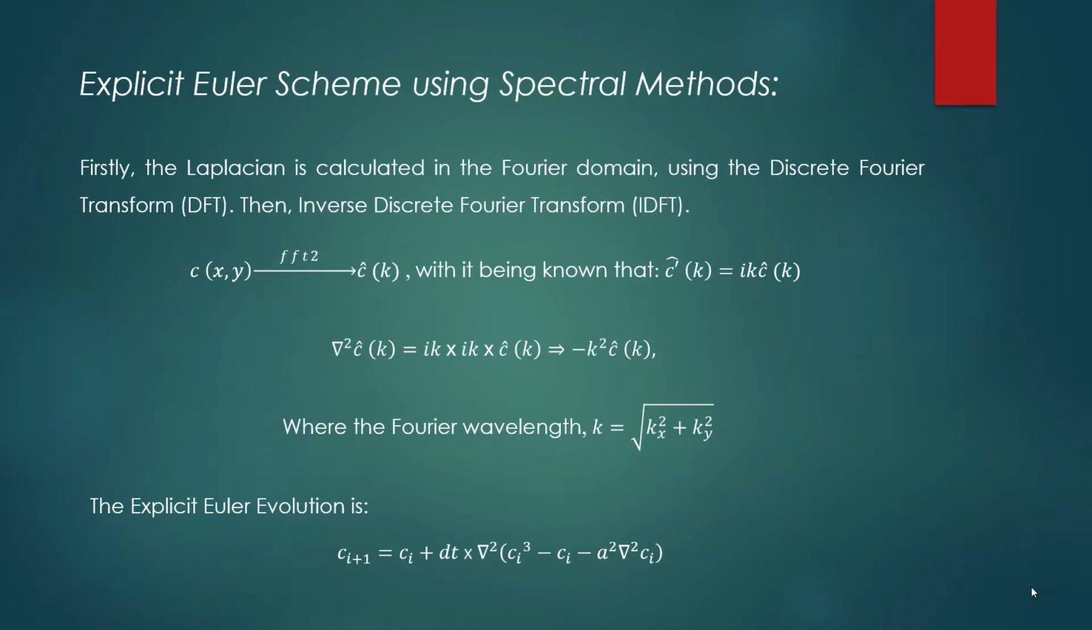So we all know about discrete Fourier transforms and inverse discrete Fourier transforms. Numerically, we do this using the fast Fourier transforms and the inverse fast Fourier transforms. So how do we go about it? We calculate the Laplacian in the Fourier domain. We then calculate the Fourier wavelength, and solving this, we then evolve the concentration using the forward Euler method.